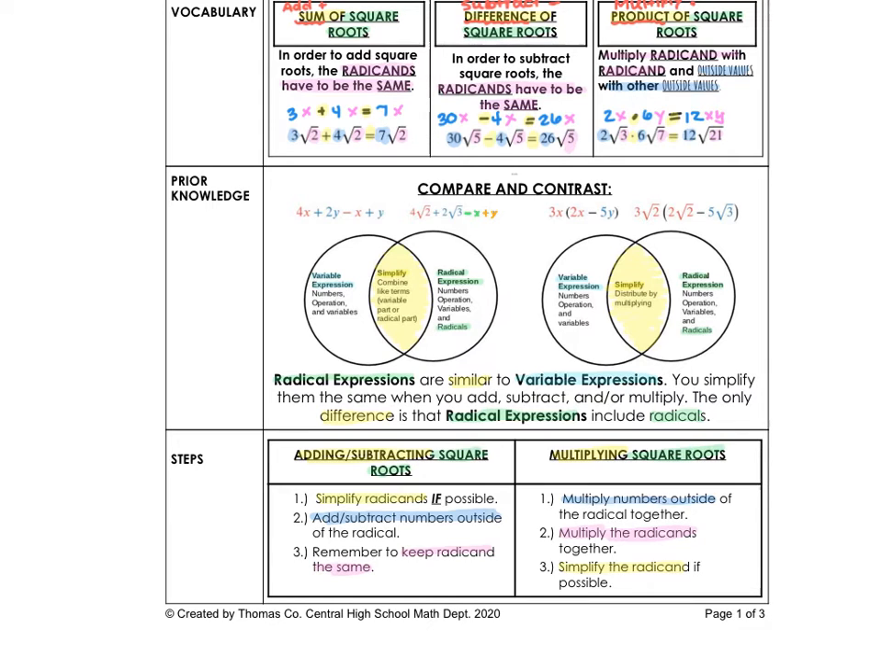Multiplying square roots is also a three-step process. The first step is to multiply the numbers on the outside of the radical together. The second step is to multiply the radicands together. And the third step is to simplify the radicand if possible.